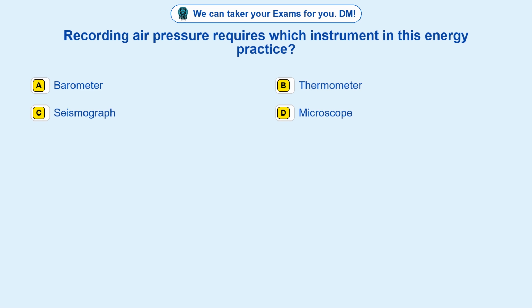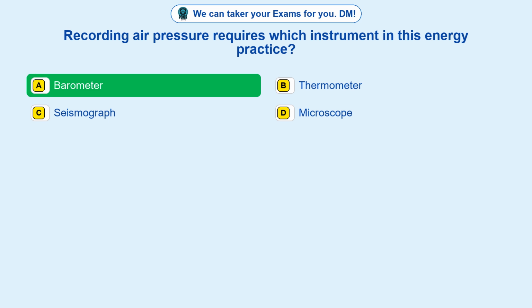Question 100. Recording air pressure requires which instrument in this energy practice? Option A, barometer. Option B, thermometer. Option C, seismograph. Option D, microscope. The correct answer is option A, barometer.